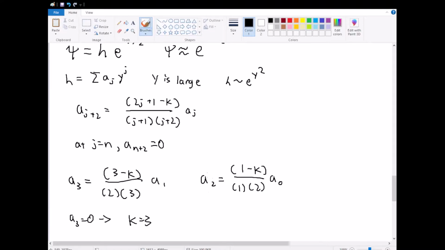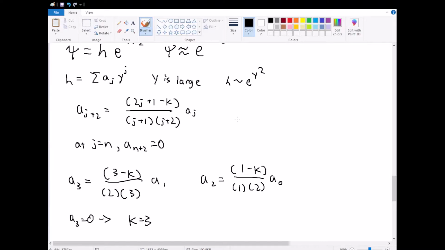So what will happen is that all the odd terms get truncated, but the even terms still continue on to infinity, and we have the same problem, where h is going to be dominated by these super high-powered even terms, and we're going to have the same problem of going to something like e to the y squared.